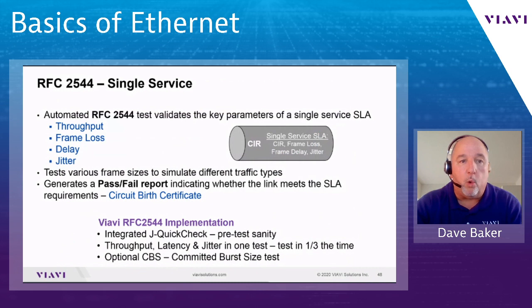Viavi recognized that early on, and we made a lot of improvements to it. We added the J-Quick check, a pre-sanity check that makes sure that you have connectivity before you invest maybe 10, 20, 30 minutes. Yes, some people like to run 24 hours, but before that, we added a pre-check to catch a majority of the issues up front. We also changed the algorithm so we do throughput, latency, and jitter concurrently. If you followed RFC to the T, you would run each of those as individual tests. So we cut that test time down by a third. We added the burst test and some other improvements. So we have a very streamlined, very efficient RFC test. Again, that's preferred for most users for single stream services.